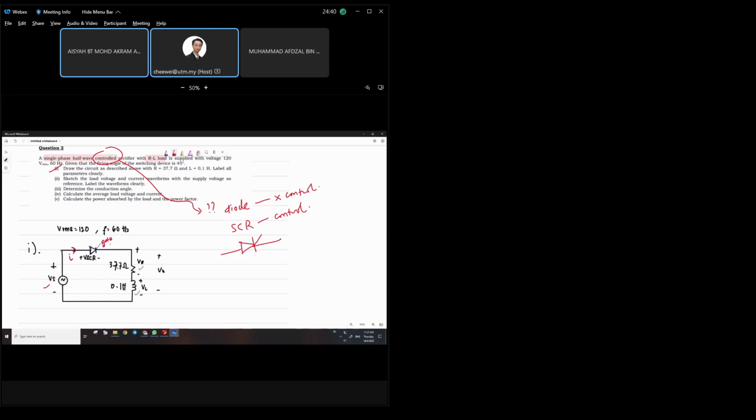So number 2: sketch the load voltage and current waveforms, with the supply as the reference. Label correctly. Anyone, come on, send me the diagram. We're supposed to do it like this, checking your answer, because I'm not at the real site. Anyone is in UTM now?